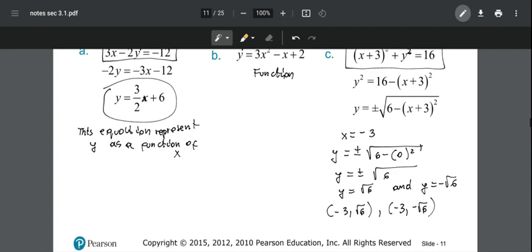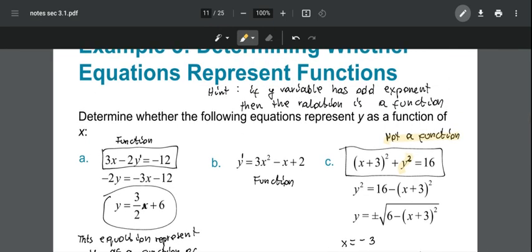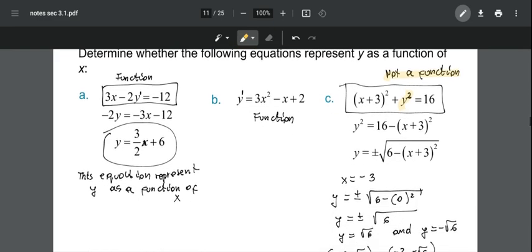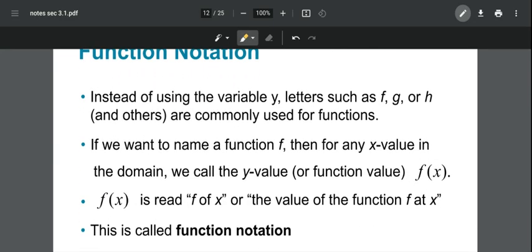But you don't need to do all that work for homework. You can quickly realize that the y variable has an even exponent, so not a function. To be a function, the y variable has to be raised only to an odd exponent. So we're moving on. Function notation.